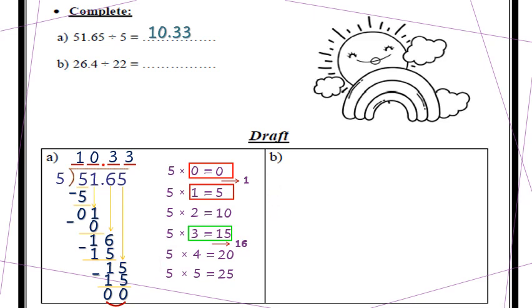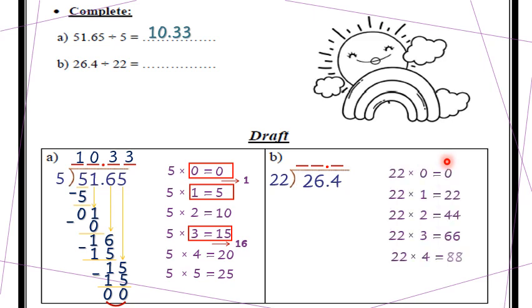In the next exercise, we have here 26.4, the dividend. I'm going to write it under the line, and 22 is the divisor. It will be out. Then let's count how many digits here we have in the dividend. We have 2 digits, decimal point, and 1 digit. So also the quotient will be 2 digits, decimal point, and 1 digit, according to the numbers in the dividend. Let's write here table 22 from 0 till 5. And if I need more, I will continue.